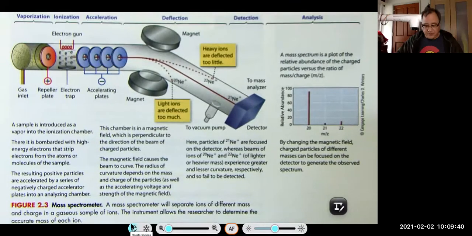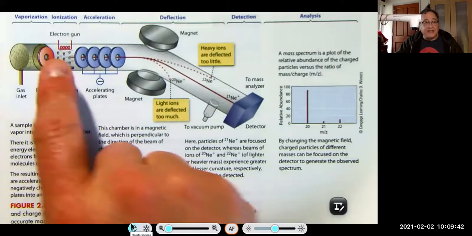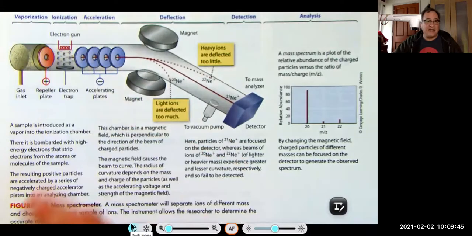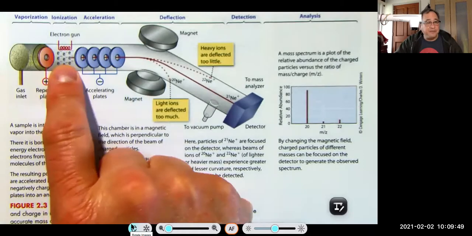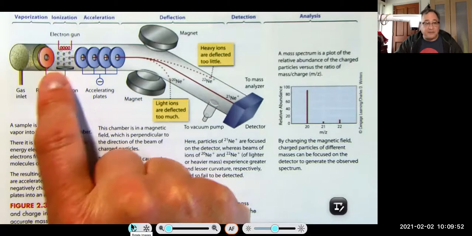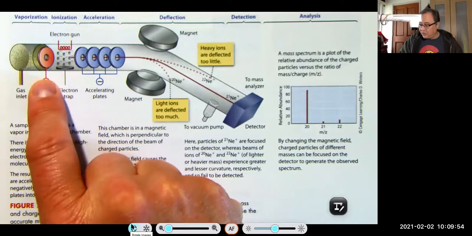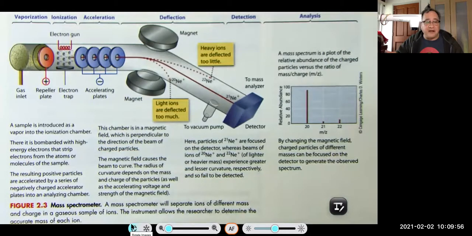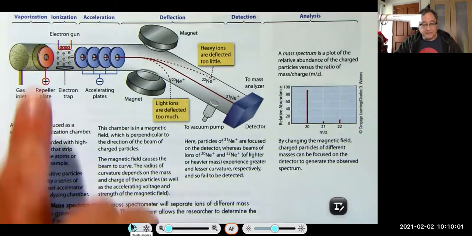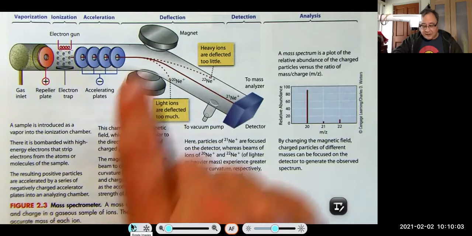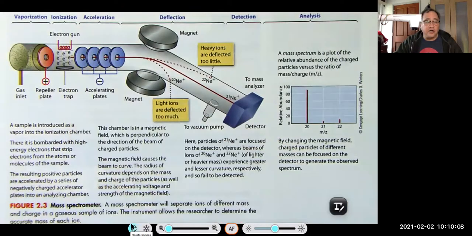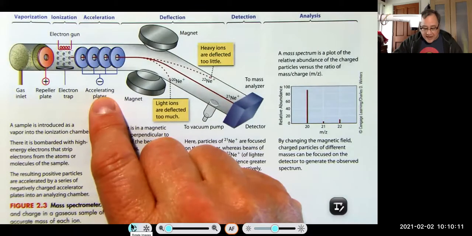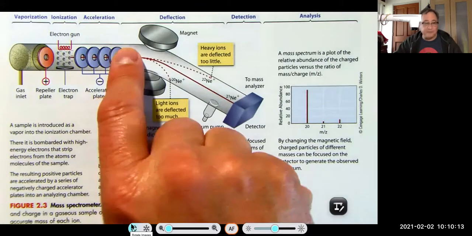Okay. So you see this part of the gun is ionization. We are making a cation. Now, cations are positively charged, and this repeller plate is positively charged. So what it will do is it will repel that cation, forcing it to go to the right. Now here you see this acceleration section. All of these plates have a negative charge, which attract cations. So that cation is going to be attracted to these plates.